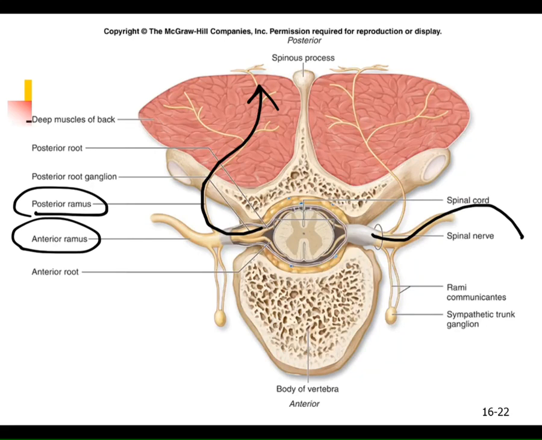Cause the muscles of your back to move, right? Because that's the motor of your muscles. The incoming information, though, is going to do what? Come in from your skin, right? The sensations of your back.